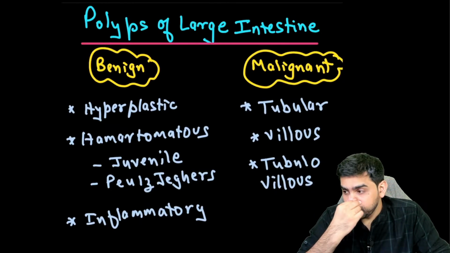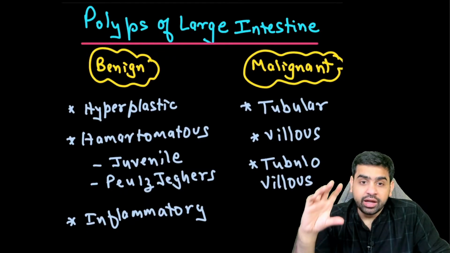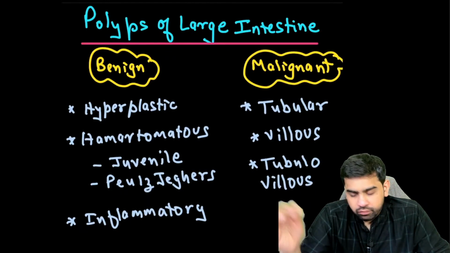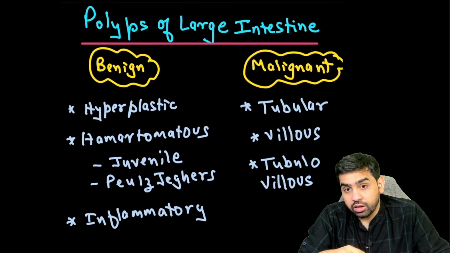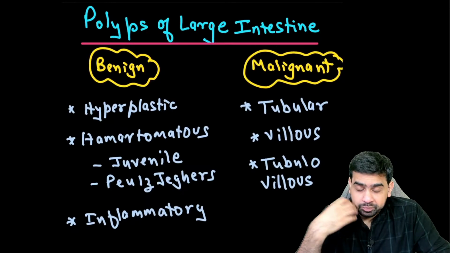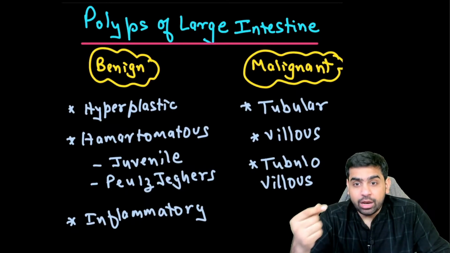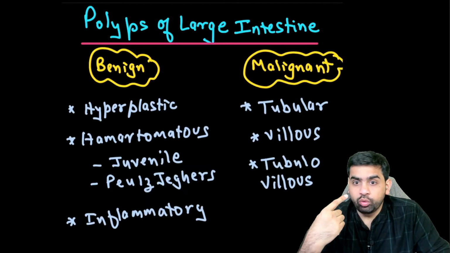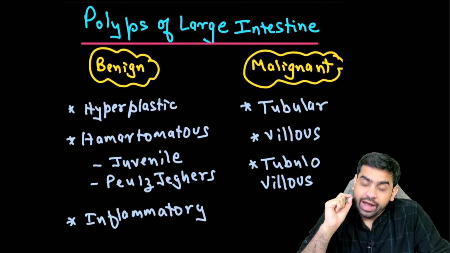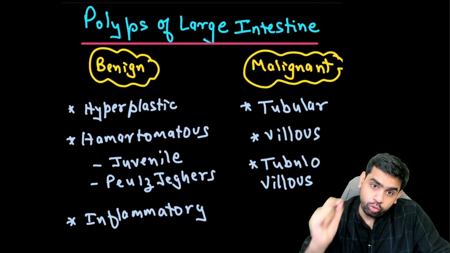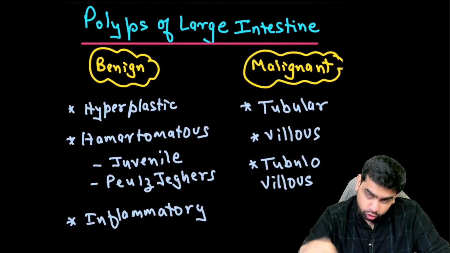Peutz-Jeghers polyp. What is this particular Peutz-Jeghers polyp? So that's all fine. The important thing is that they're going to have the polyps and everything. Along with that, they're going to have hypermelanotic macules in the mucosa of the oral cavity. Very, very important. Hypermelanotic macules in the mucosa of the oral cavity, Peutz-Jeghers syndrome, along with the polyps.